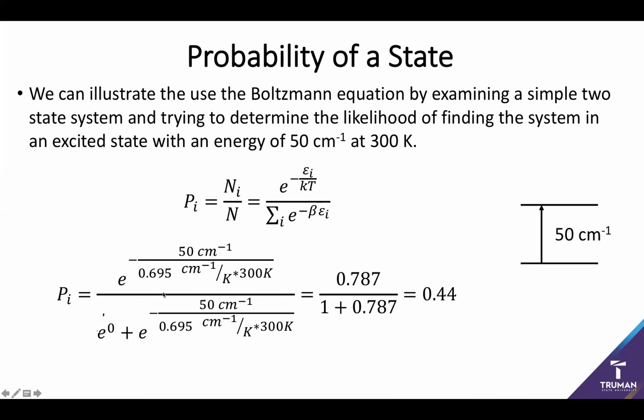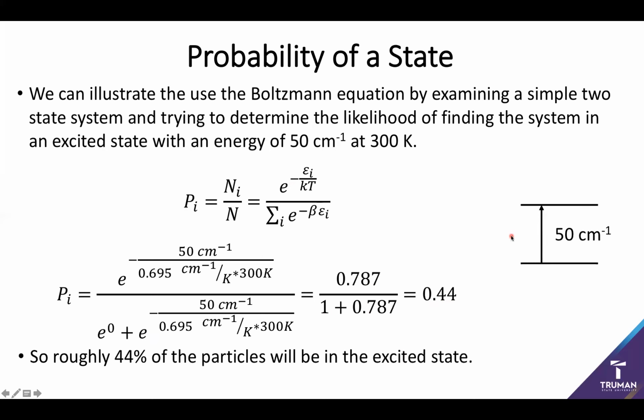Another useful thing to know is we can also express the Boltzmann constant in terms of inverse centimeters when you're talking about spectroscopic phenomena. The Boltzmann constant has a value of about 0.695 inverse centimeters per Kelvin. We multiply this by the temperature, doing the same thing for the numerator, and as part of the denominator in that second term. And we have a value of about 0.787 over 1 plus 0.787. So this means that I've got a probability of 0.44 of finding my system in the excited state.